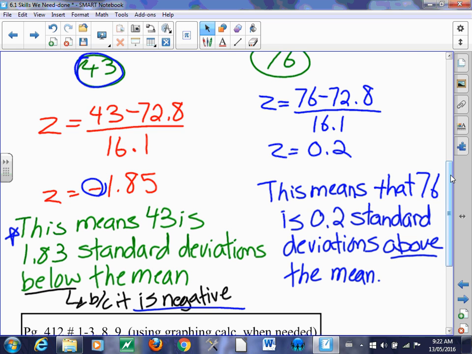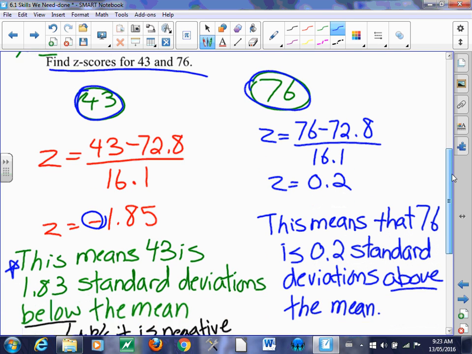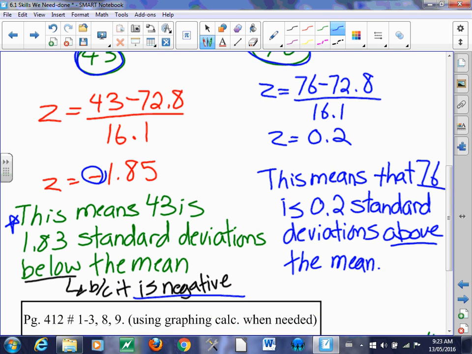Let's take a look at another example. Say you've got a mark of 76 in the class, and say the mean is 72.8. You take your mark, subtract 72.8, and divide by the standard deviation, and that gives 0.2. So this means that the mark of 76 is 0.2 standard deviations above the mean. It's above because it is positive.